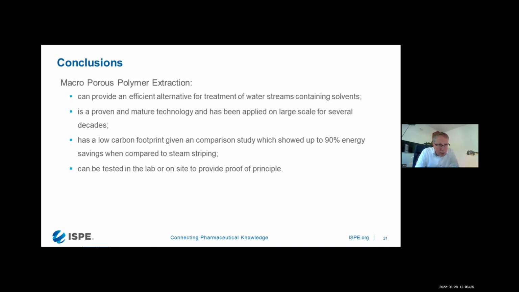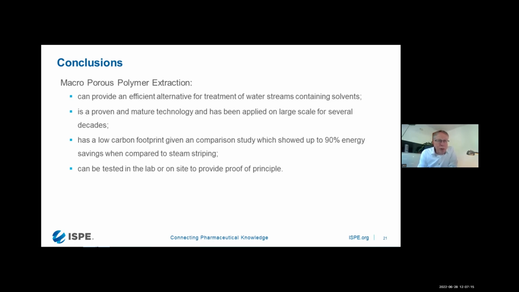So then I come to the conclusions. MPPE can provide an alternative for treatment of water streams containing solvents. Again, it's an alternative. As Veolia, we can also propose other technologies, but this is certainly one for the more difficult streams. Despite the fact that you might not have heard of it, it's a very proven and mature technology, and it has been applied on large scale for several decades now.